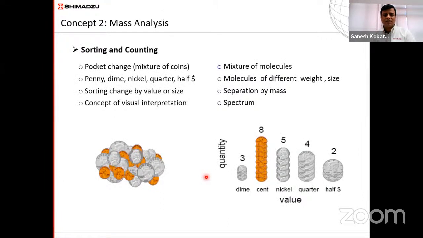Second concept is sorting and counting. So I'm just showing one picture of a cent, or maybe quarters, or maybe dollars. They are all mixed together. I need to sort them out, and after sorting, how many dimes are present, how many quarters there are, how many dollars, nickels and half dollars there are. It's like in Indian currency, you may say paisa, rupees, and all those things. So we need to identify how much quantity is there, and depending on the whole calculation, it's very easy to calculate the total molecular weight.